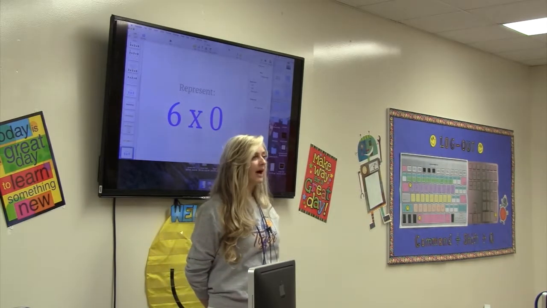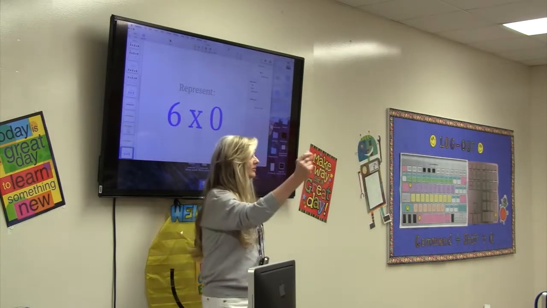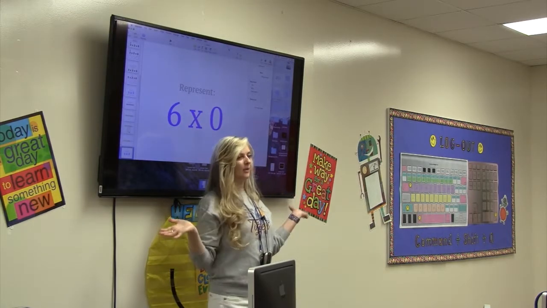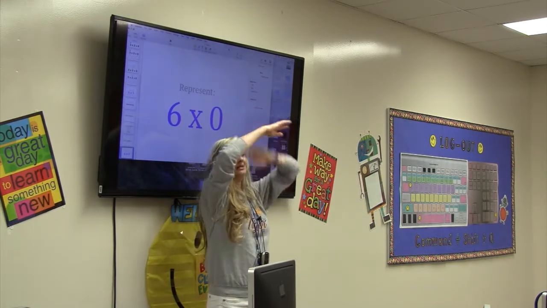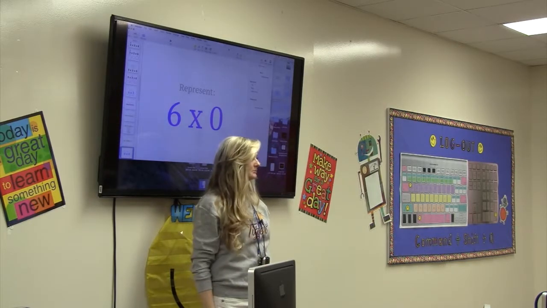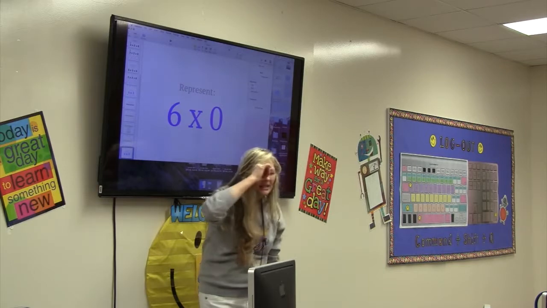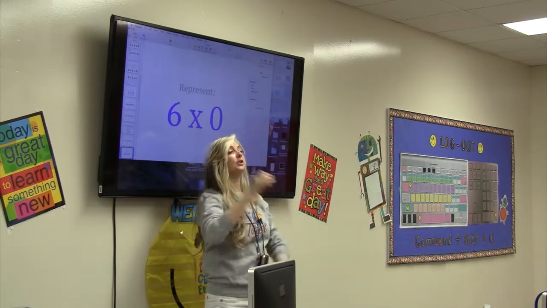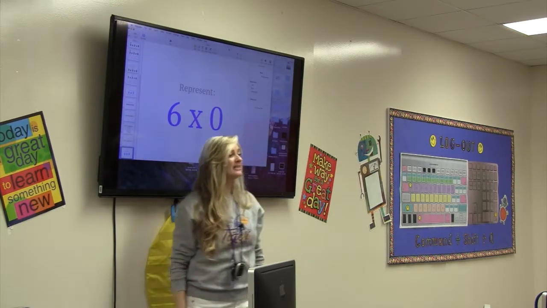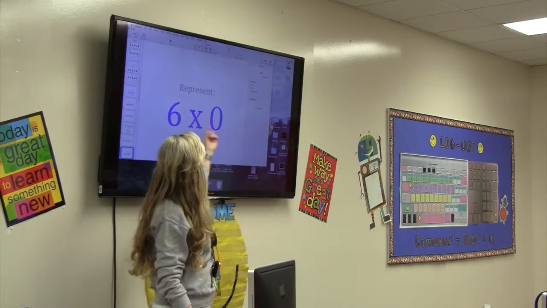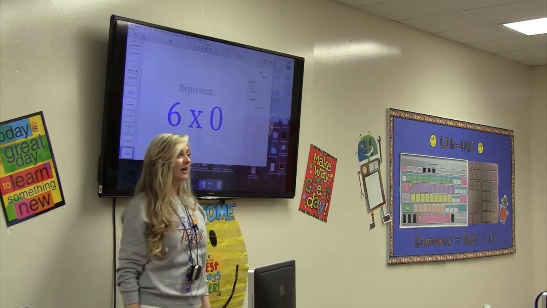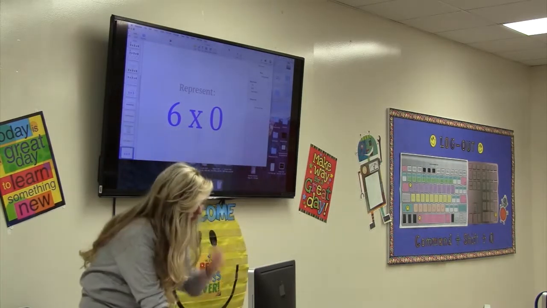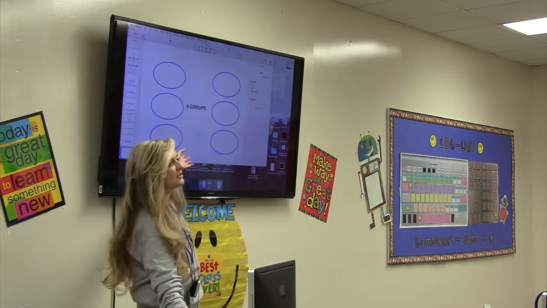It's 0. Why? Because, let's do it. Zero property means any number multiplied by 0 is equal to 0. Try it again. Zero property means any number multiplied by 0 is equal to 0. That's what zero property means. Any number multiplied by 0. If there is a 0 in the equation, what's the answer? What's the product? Absolutely nothing. 0. Very good. Here's our representation, 6 groups.